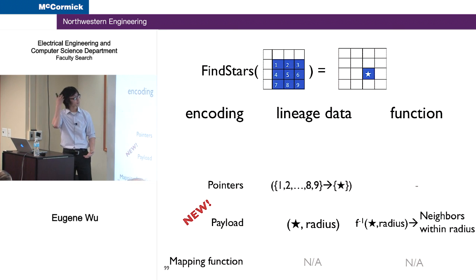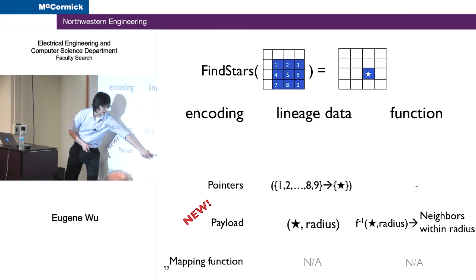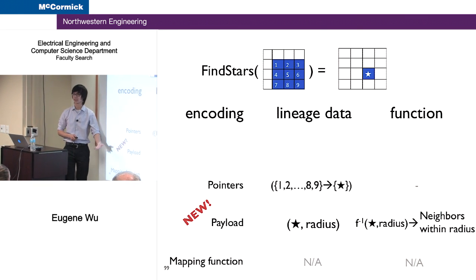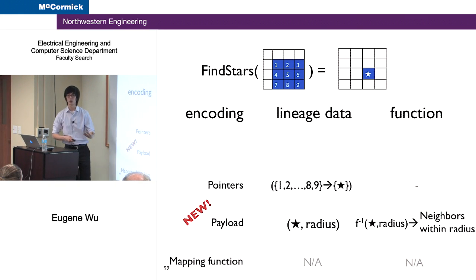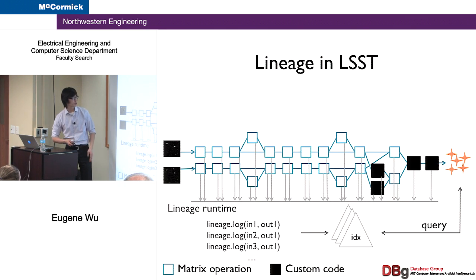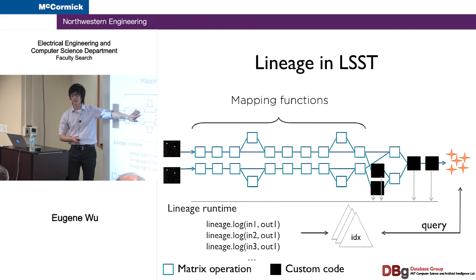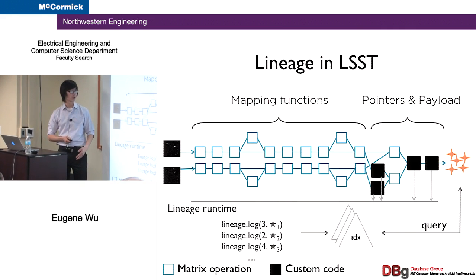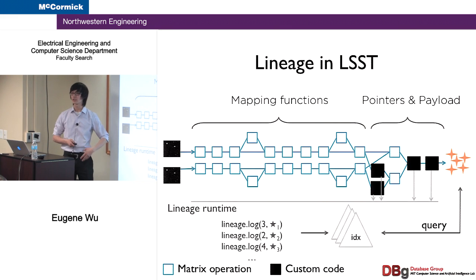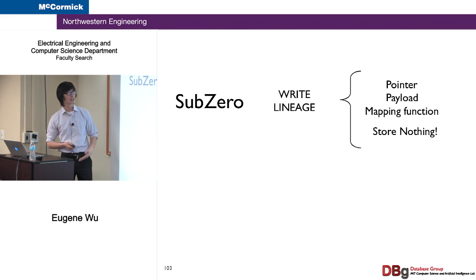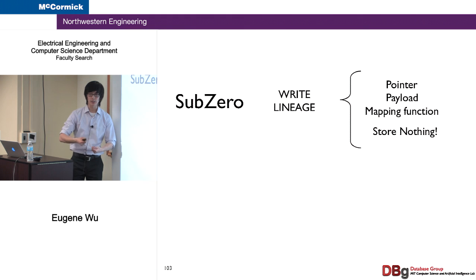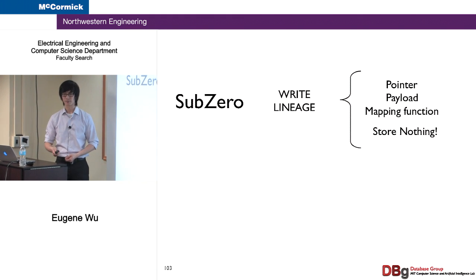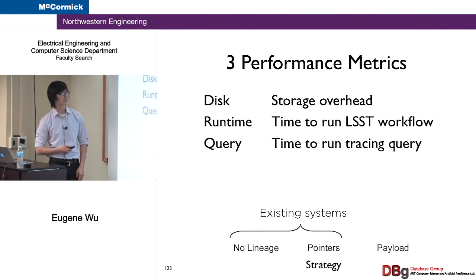And the nice thing with this is most scientific applications are sparse, so we can avoid storing anything at all for all of the pixels that don't contain stars, because you can just interpret a null binary blob as a radius of 0, right? And so by doing this, we're able to first define mapping functions for all of these, implement pointer and payload lineage for the black box operators, and we also have the additional ability to just not store anything at all, because we can always recompute this lineage at runtime. And so by doing so, I'll just show you.